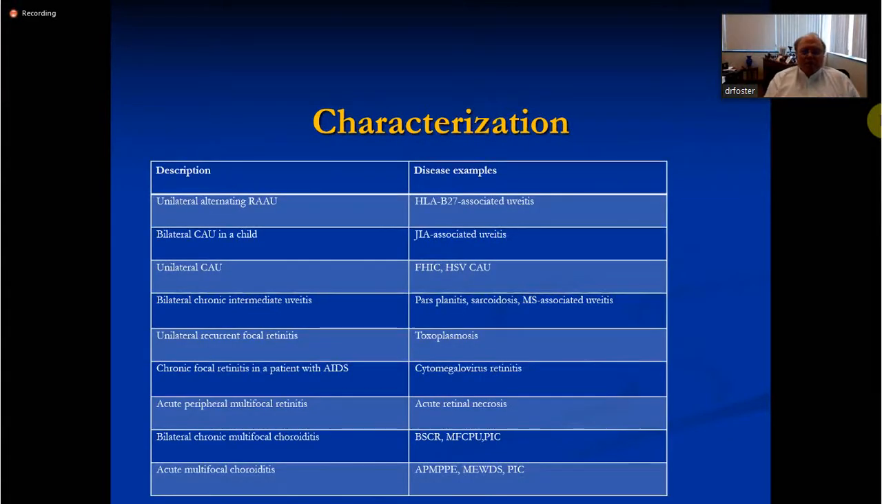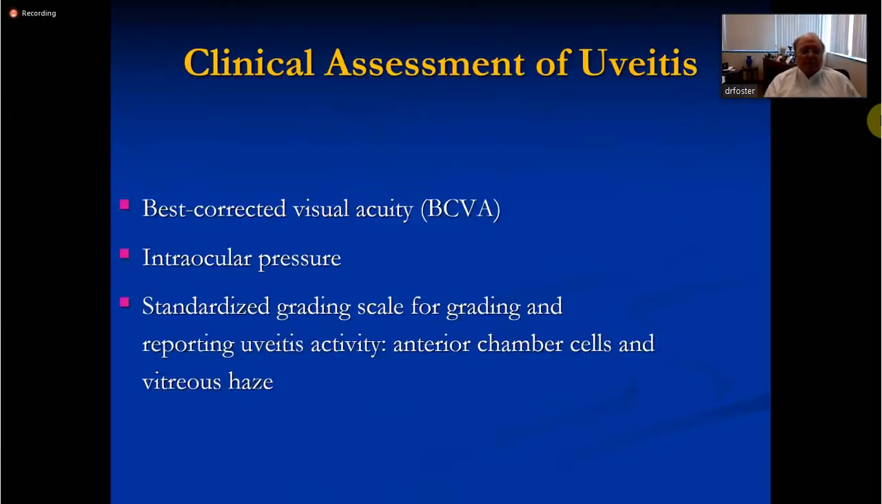So you want to use your imagination and be as eloquent as you can be in describing what you're seeing in the anterior chamber, in the intermediate zone, and in the posterior segment as well. Sizing the patient up from the standpoint of the vision is crucial. The intraocular pressure is crucial.